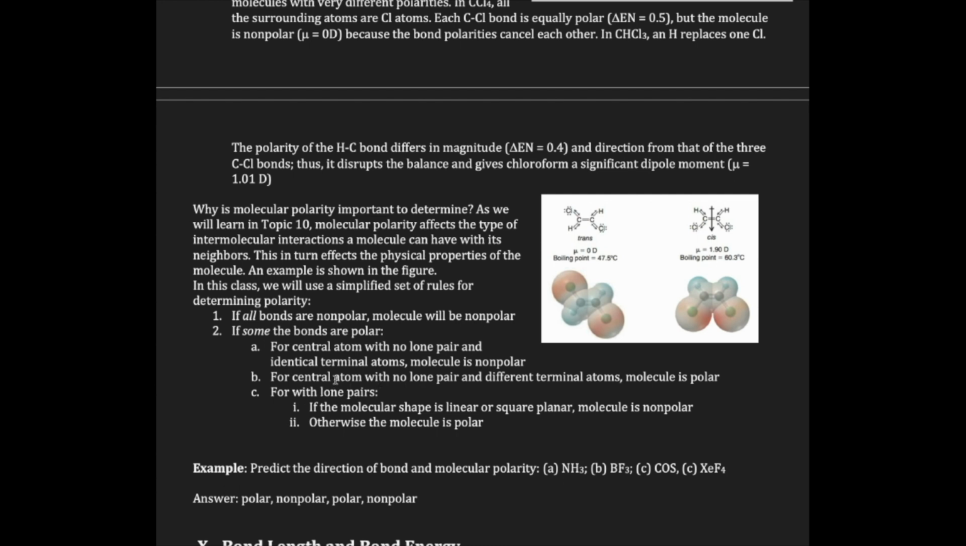Now, if your central atom has lone pair and your molecular shape, which you determine through VSEPR, is either linear or square planar, then your molecule is nonpolar. Otherwise, your molecule is going to be polar, okay?